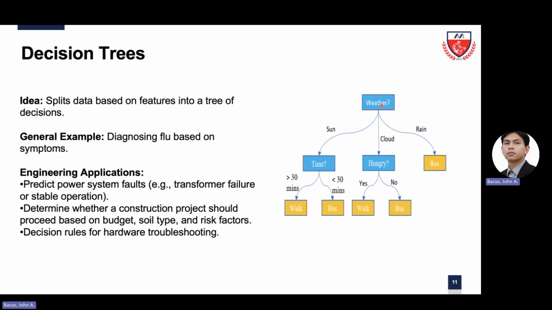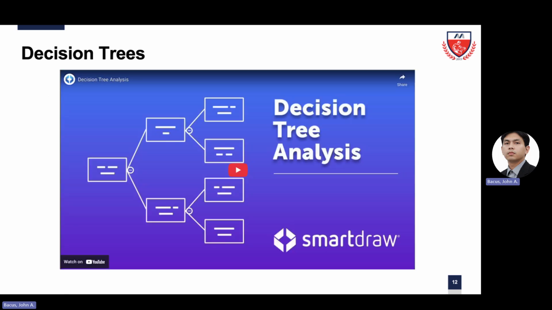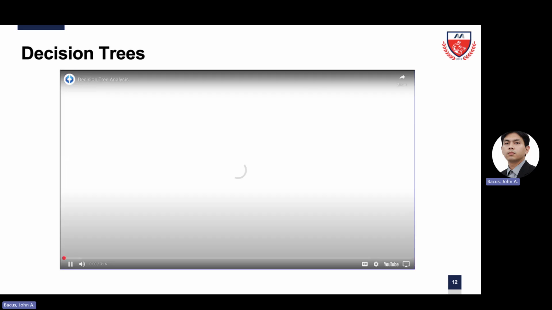For example, in the weather, there is sun, there is a cloud, and there is rain. So if it's sunny, would you want to go out for less than 30 minutes or 30 minutes? And if it's very hot, should you walk or should you take the bus? Everyday decisions that you think about are like a decision tree, and it leads you to a decision. So for 1 minute, kindly watch this decision tree analysis.